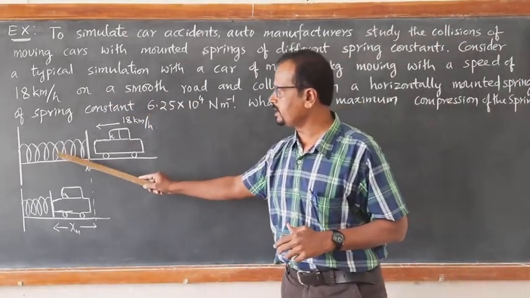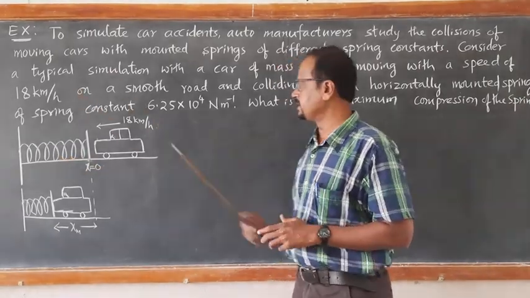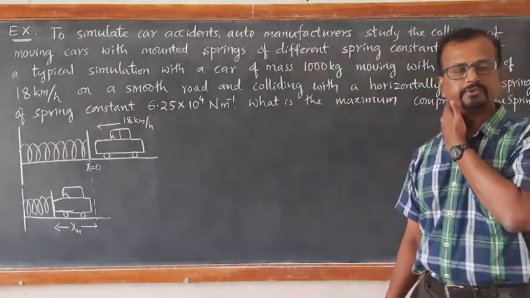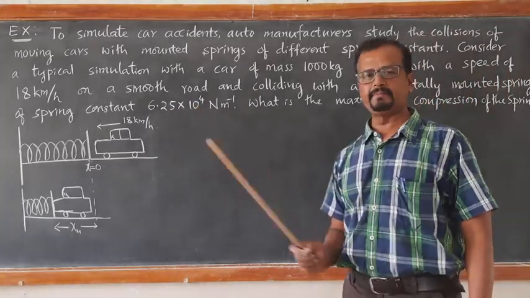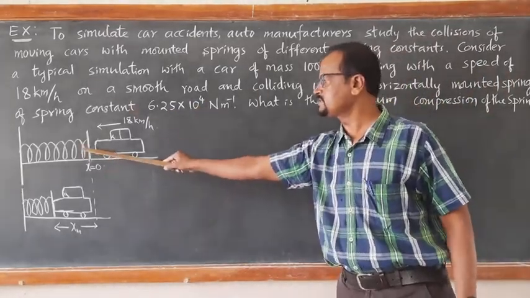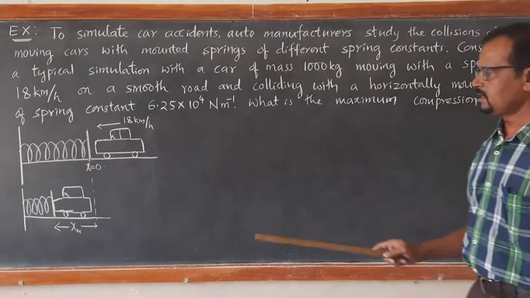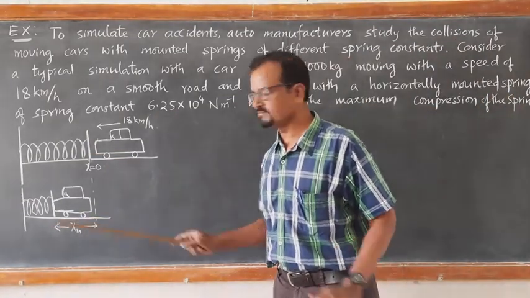It is colliding with a horizontally mounted spring, whose spring constant is 6.25 into 10 raised to 4 Newton per meter. This is the spring constant of this spring. What is the maximum compression of the spring? How much is the maximum compression of the spring?